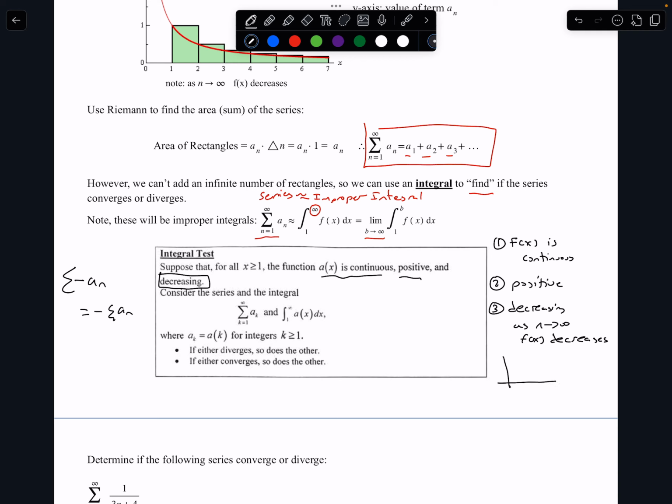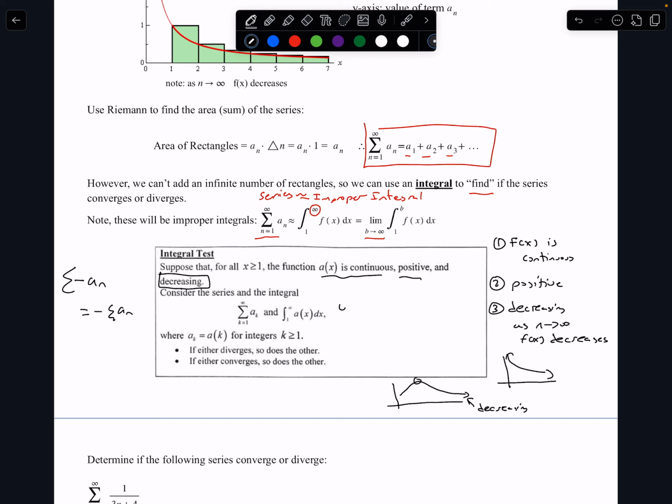Now, be careful. Most of the time, we're going to deal with functions that look like rational functions. However, we could also have functions that bubble up a little bit, like so. This bubble right here doesn't affect it because this is still decreasing. So you can have little bubbles and that'll be okay. So here's what the integral test says. Once you show that a function is continuous, positive, and decreasing, then we can consider the following.